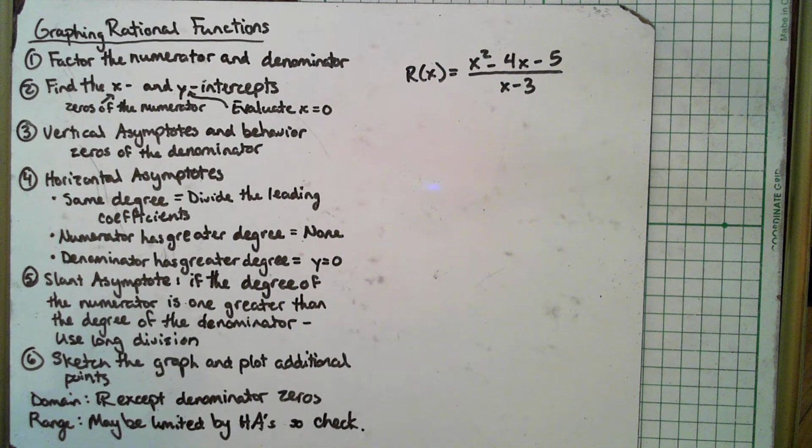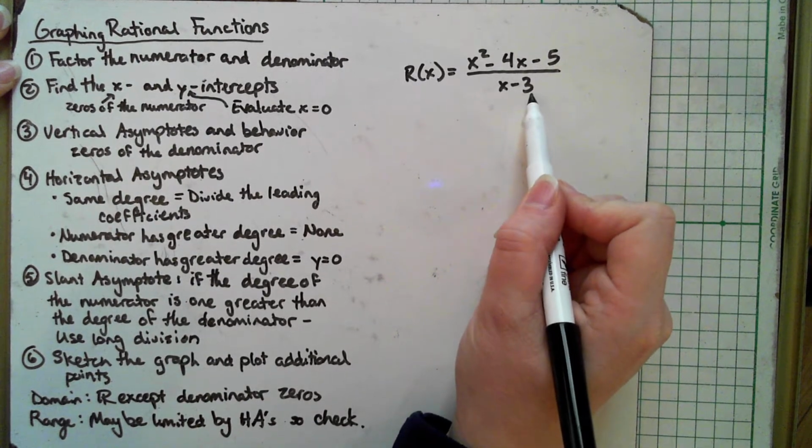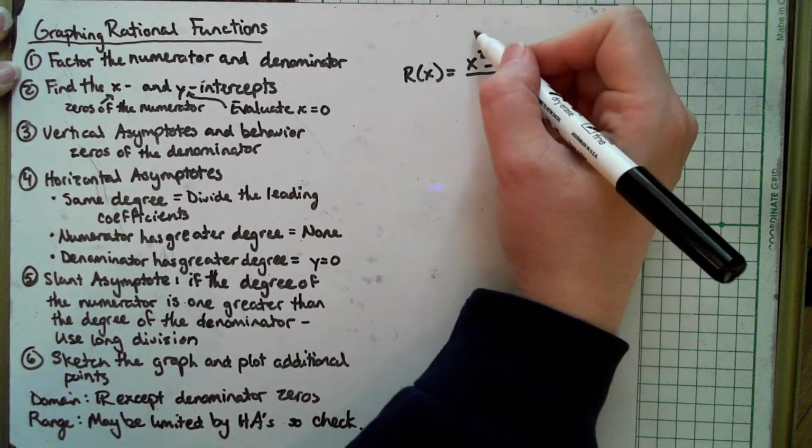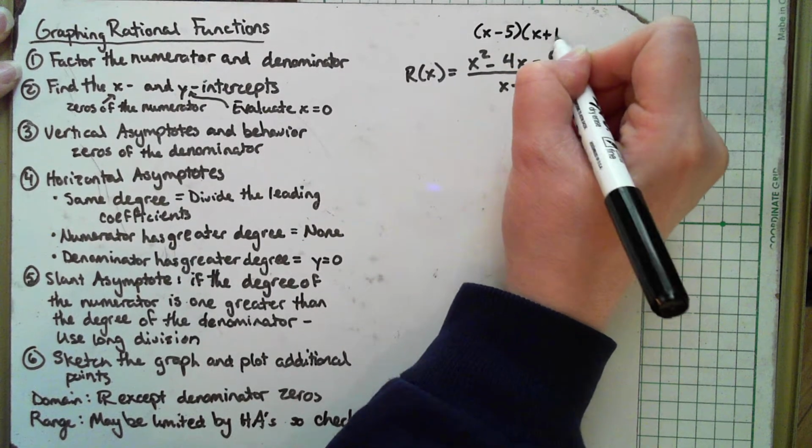Hi everyone. In this video we're going to practice more graphing with rational functions. And I promised you one with the slant asymptote, so that's going to happen in this one. So let's take a look. We always start with factoring the numerator and the denominator. Now my denominator does not need to be factored. The numerator can be factored into x minus 5 and x plus 1.